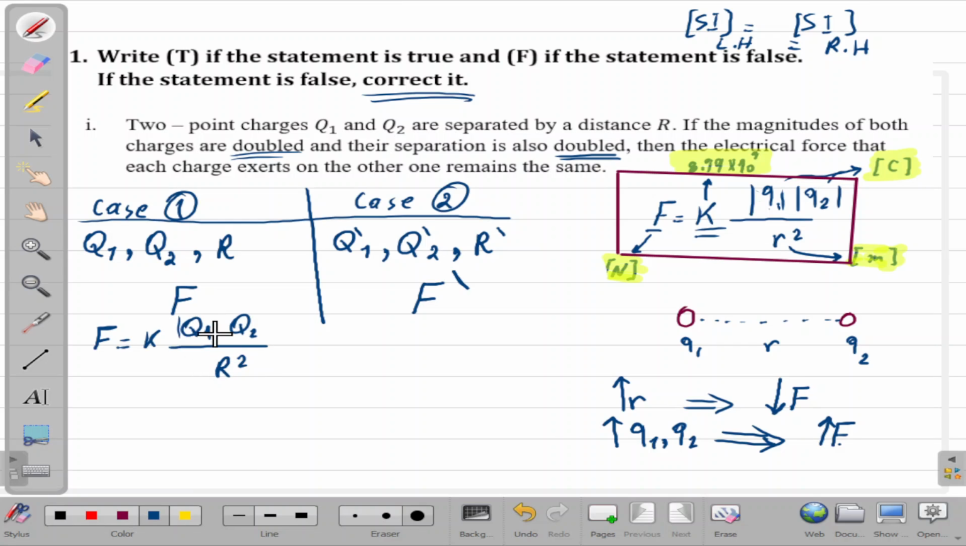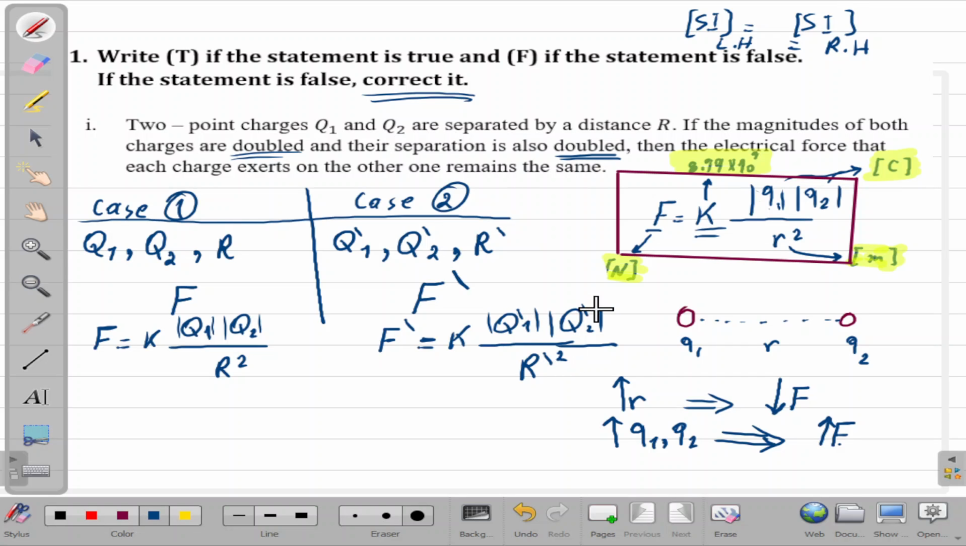You can use the absolute value here also. Doesn't matter, because we are trying to figure out or check the statement without doing any numerical calculation. And the new F prime is equal to K, absolute value of Q prime 1, absolute value of Q prime 2, over R prime squared.